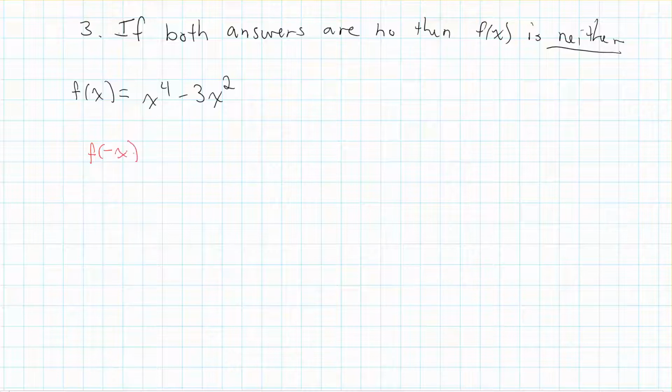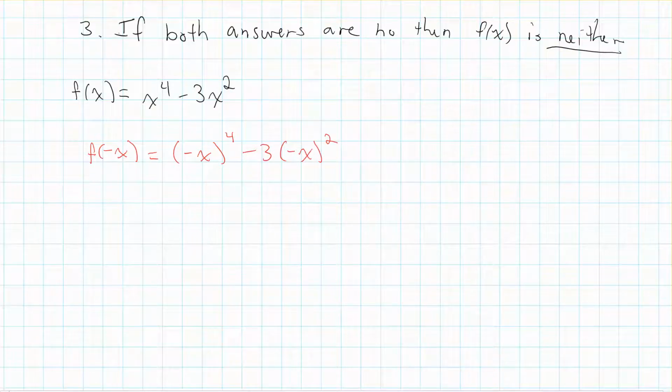Now I'm going to take this in a couple steps here. It's not necessary to show some of these steps here, but I like to do this on the first one. First off, you always need to substitute the negative x in, but you need to substitute it in with parentheses. So it's (negative x) with the negative inside to the fourth power minus 3 (negative x) squared.